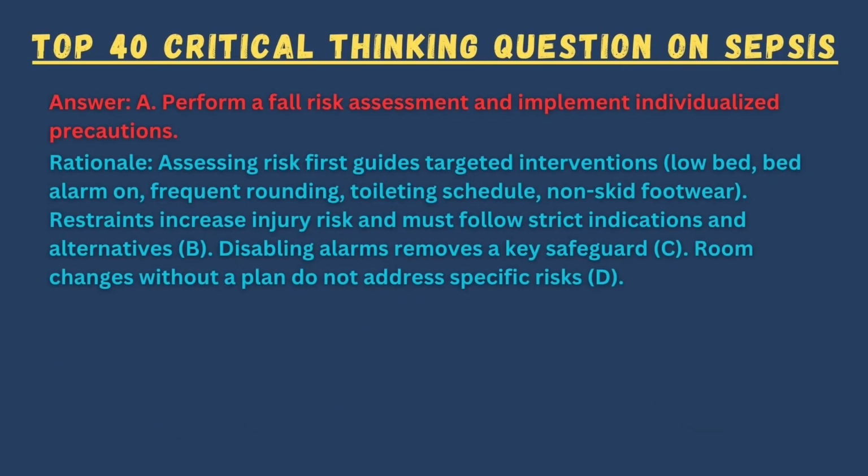Answer. A. Perform a fall risk assessment and implement individualized precautions. Rationale. Assessing risk first guides targeted interventions: low bed, alarm on, frequent rounding, toileting schedule, non-skid footwear. Restraints increase injury risk and must follow strict indications and alternatives.